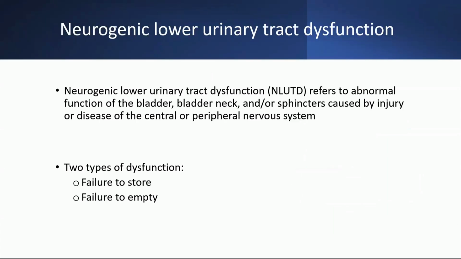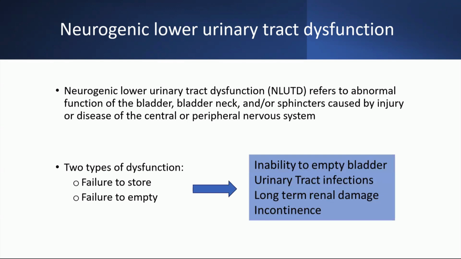Neurogenic lower urinary tract dysfunction refers to the abnormal function of the bladder, bladder neck, and/or sphincters caused by injury or disease of the central and the peripheral nervous systems, which leads to problems with the adequate storage and elimination of urine, which can lead to inability to empty the bladder, recurrent UTIs, long-term renal damage, and incontinence, compromising the quality of life.